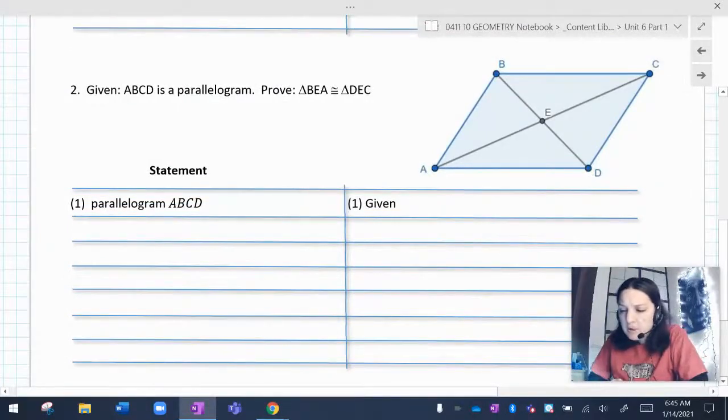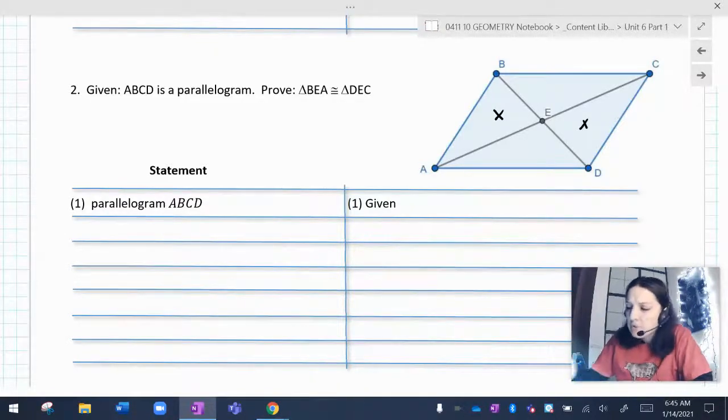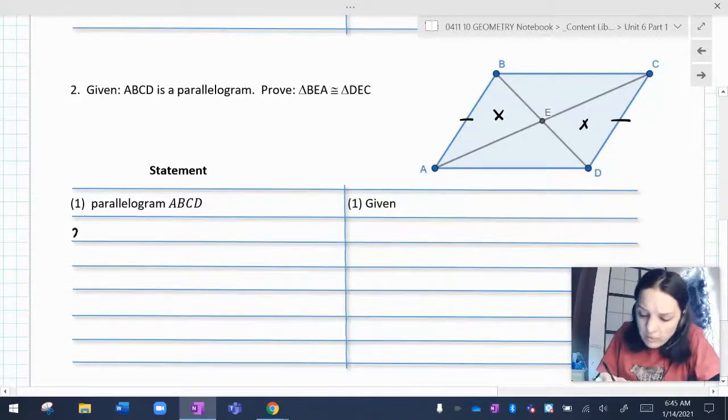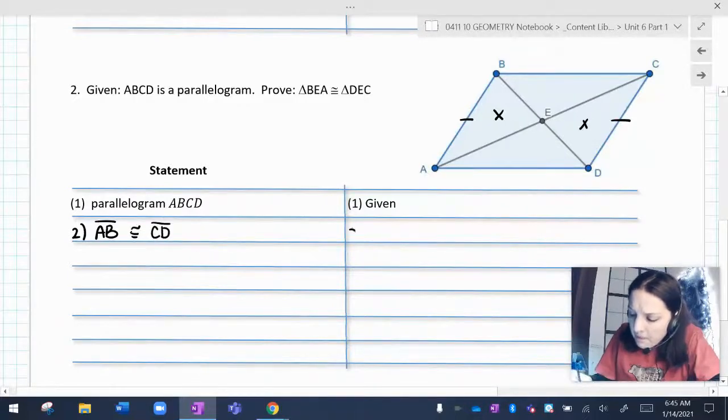Given ABCD is a parallelogram, prove BEA is congruent to DEC. Okay, I think we can do this too. Let's start the same way we started before. If I have a parallelogram, I know that opposite sides are congruent, but in this picture, the really only ones I need are that AB and CD are congruent. So I'm going to run with that. AB is congruent to CD because opposite sides of a parallelogram are congruent.